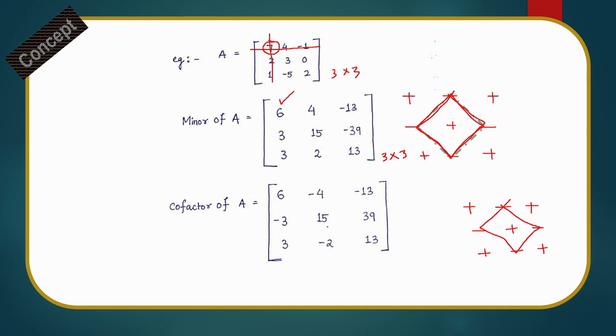So if we apply those signs with the minor matrix of A, 6 with plus is 6, 4 with minus is minus 4, minus 13 with plus is minus 13, 3 with minus is minus 3, 15 with plus is 15, minus 39 with minus is plus 39, 3 with plus is 3, 2 with minus is minus 2, and finally 13 with plus is 13. So this is how you calculate the cofactor of A.